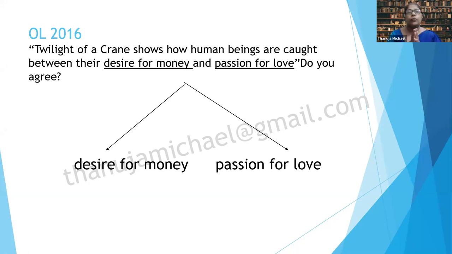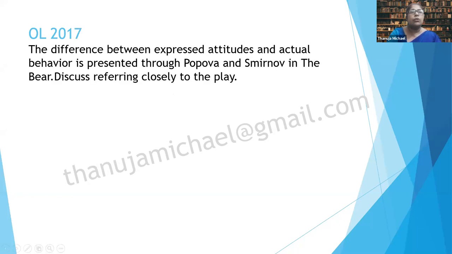But you have 100% freedom to disagree also, but you have to prove it from the text. It's not whether you agree or disagree, it's how you prove from the text, right? So literature is a subjective subject. That's why I told you, develop your creativity, develop your higher order thinking skills. Think, why not? So that it's easy for you to develop, okay? So a question like this, do you agree? You have to say whether you agree, disagree, or not. So here the question is discuss. So what are the keywords here?